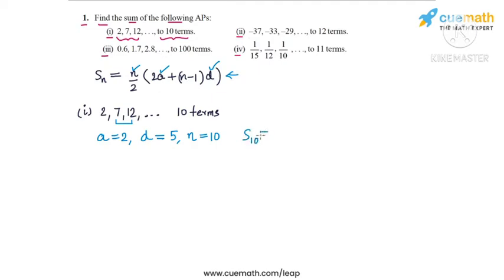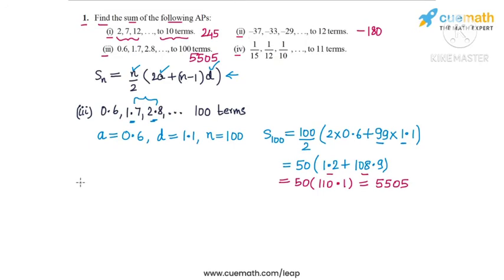So S10 will be equal to n by 2. So that's 10 by 2 into 2a. So 2 into 2 plus n minus 1 into d. So n is 10, so n minus 1 is 9. So 9 into d is 5. So this is what we get as the expression for S10. So this is equal to 5, and inside the bracket we get 2 into 2 is 4, and 9 into 5 is 45. So 4 plus 45 is 49. So 5 into 49, this is equal to 245. So the sum of the first AP up to 10 terms is 245.